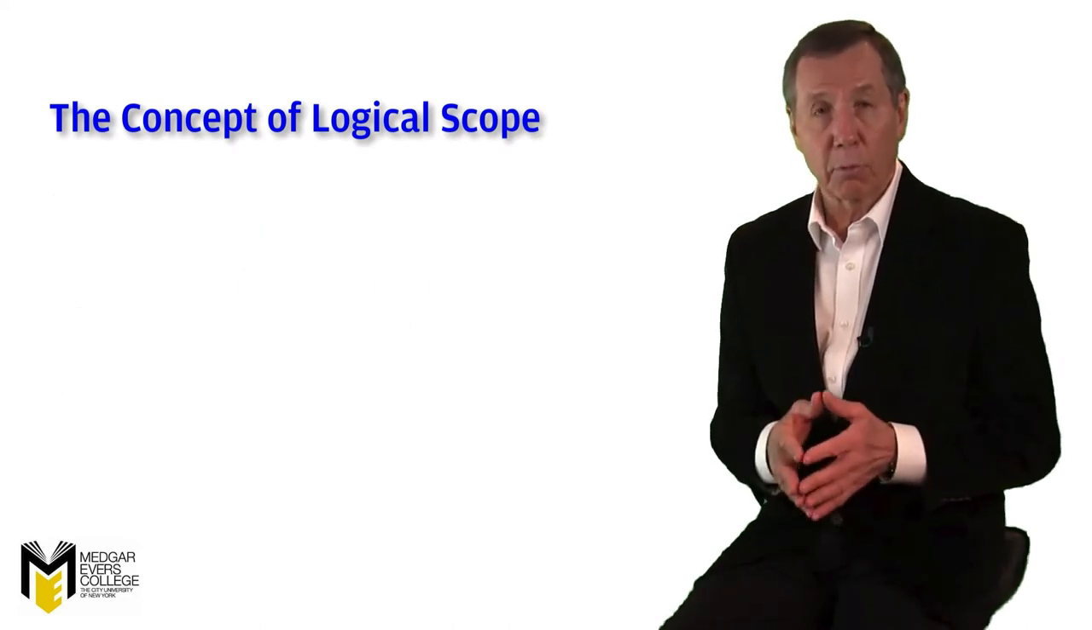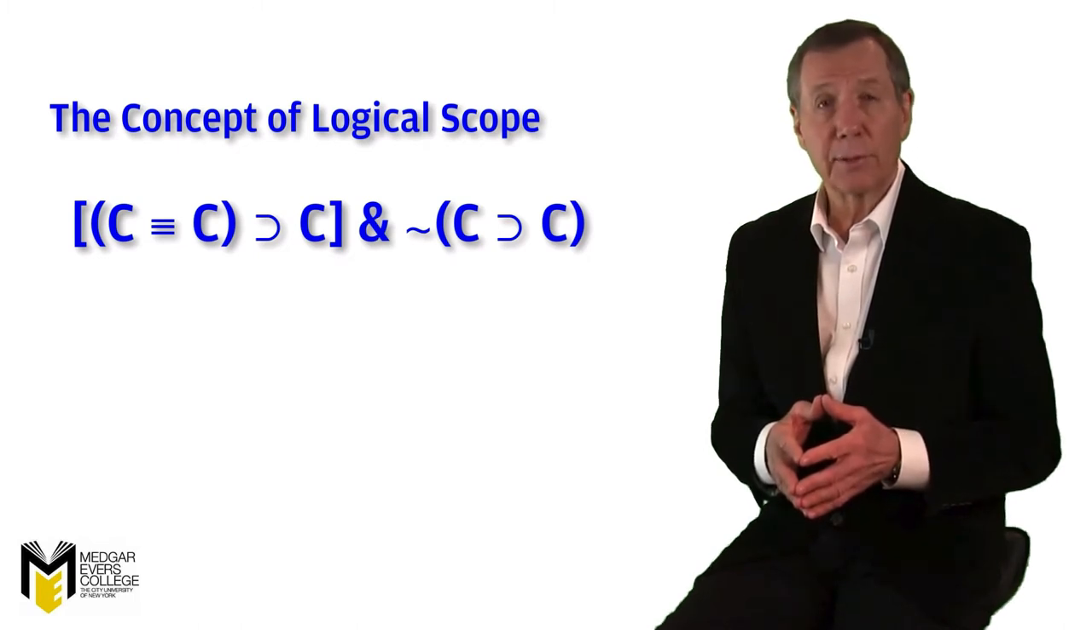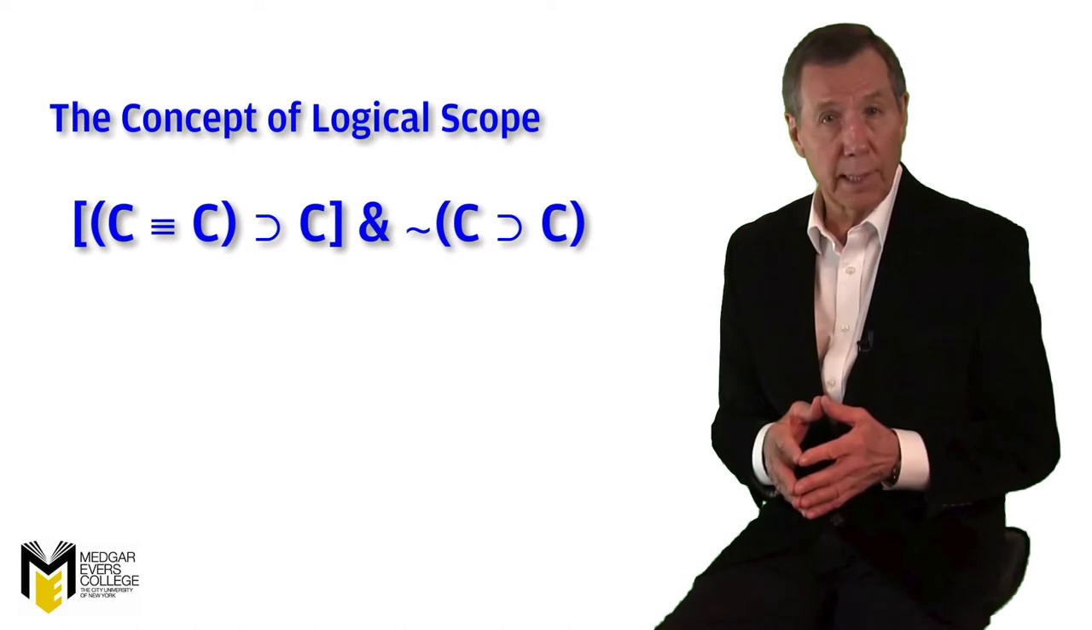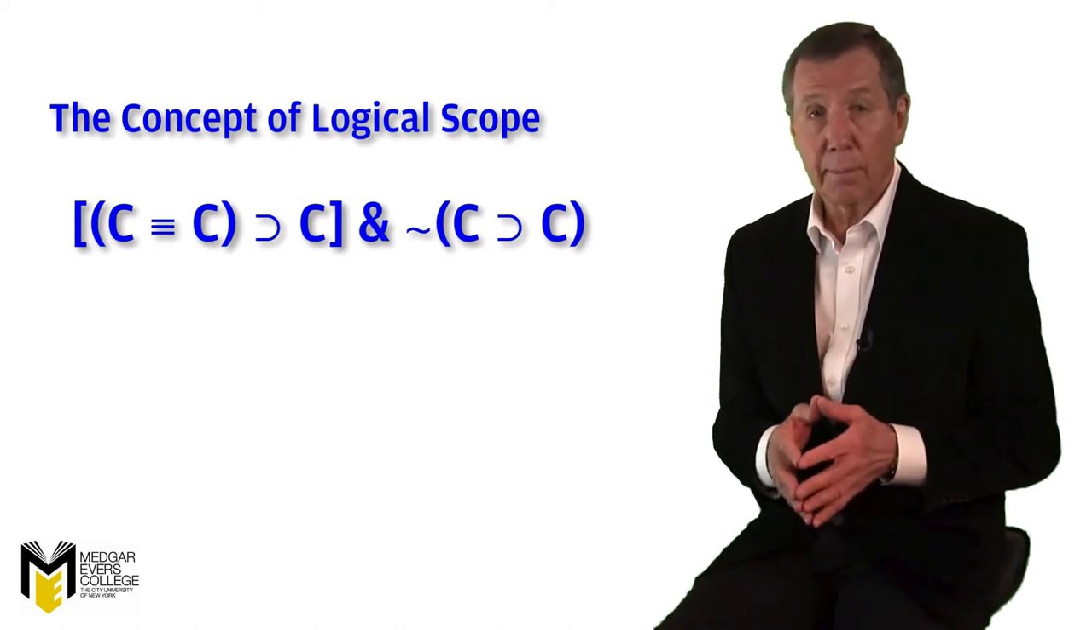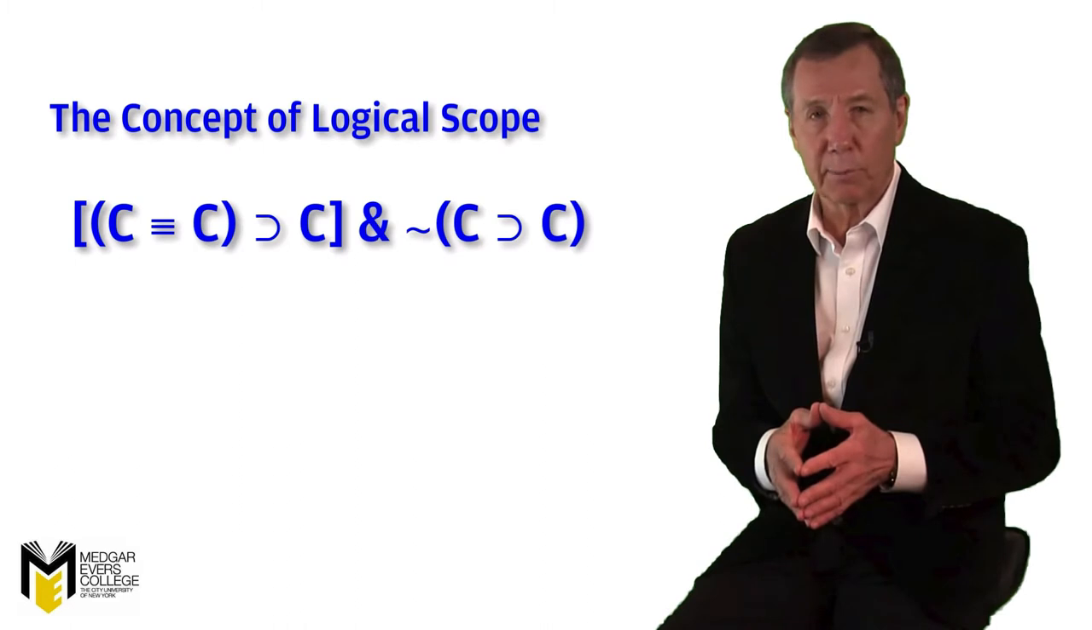Here's our example, which reads, both if C, if and only if C, then C, and it is not the case that if C, then C. Sounds complicated, but by using parentheses and brackets, we can easily parse this expression, whose complete truth table requires only two lines because there are only two possibilities. C can be true or it can be false. We can skip the reference column and simply input the two possible values for the atomic sentence C like this.